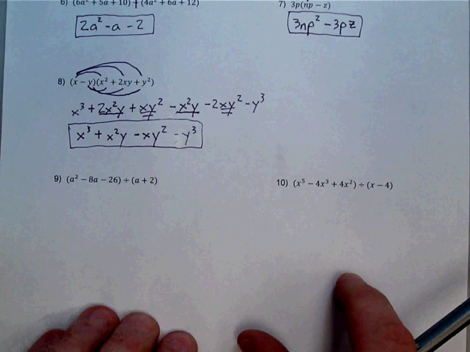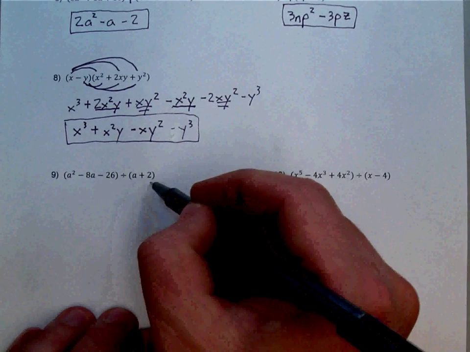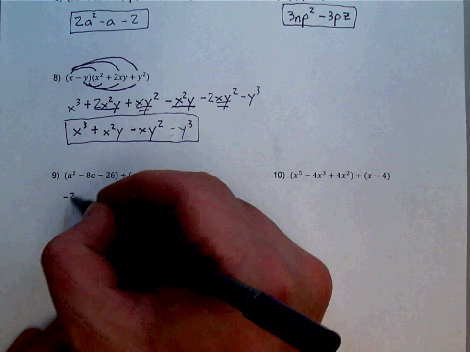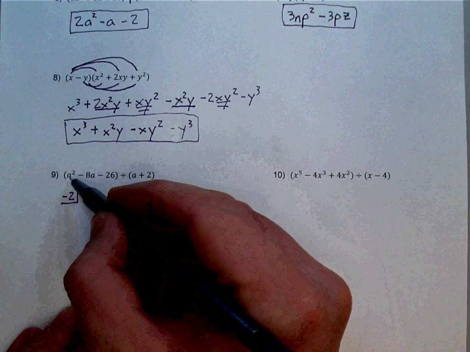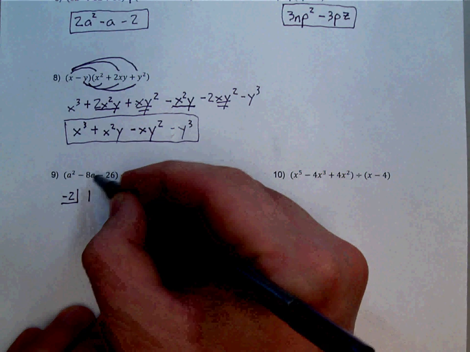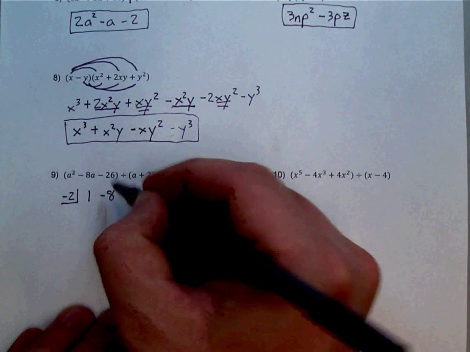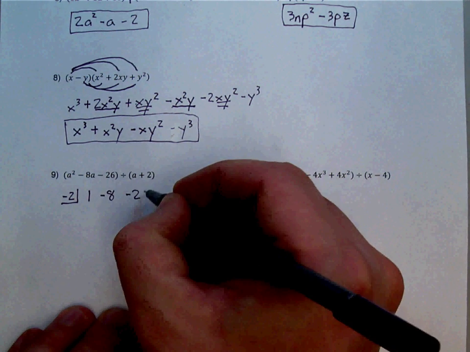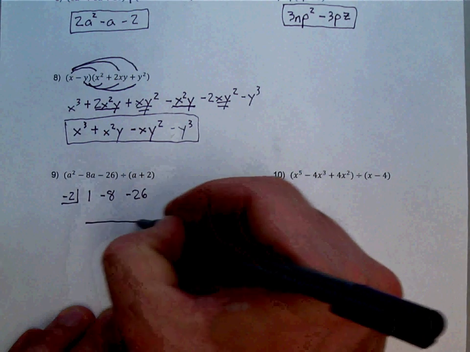All right, now division, synthetic division. A plus 2, so I'm going to put a minus 2 in my box. A squared has a coefficient of 1. The a has a coefficient of negative 8. The constant is negative 26. There were no missing terms, so no zeros.